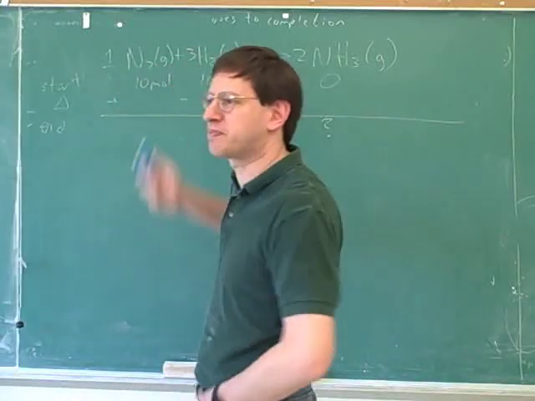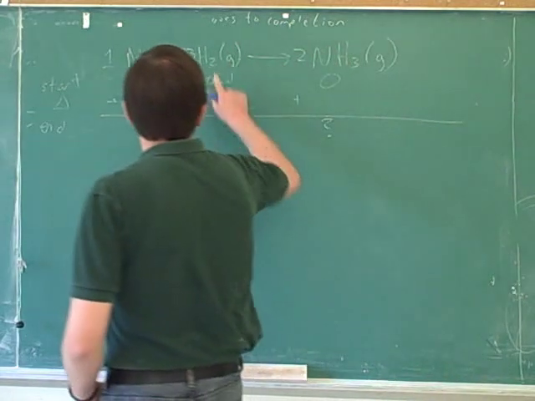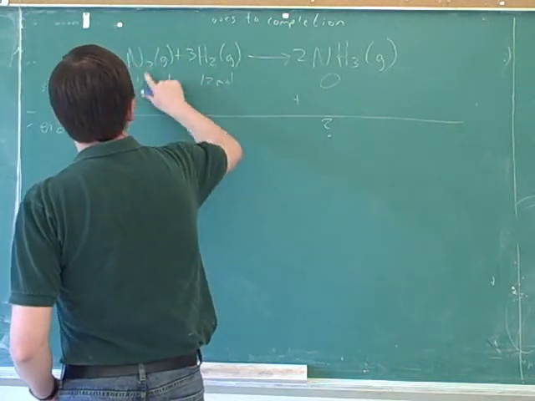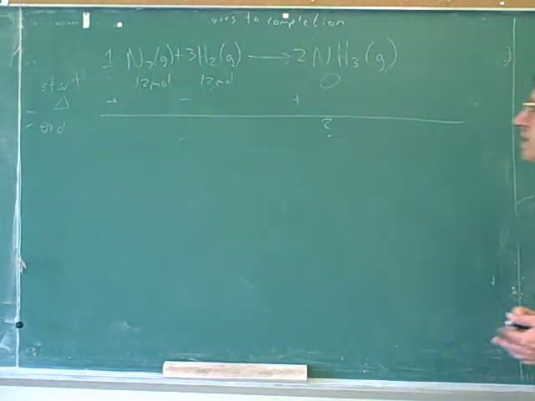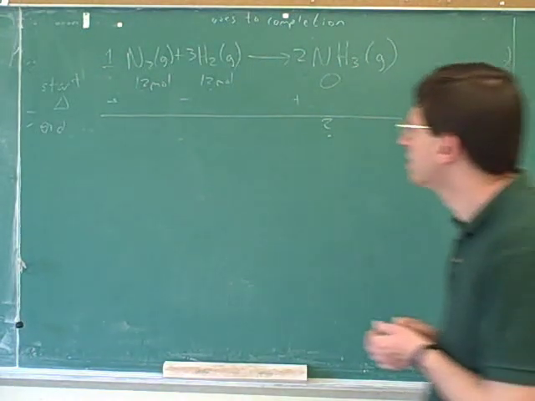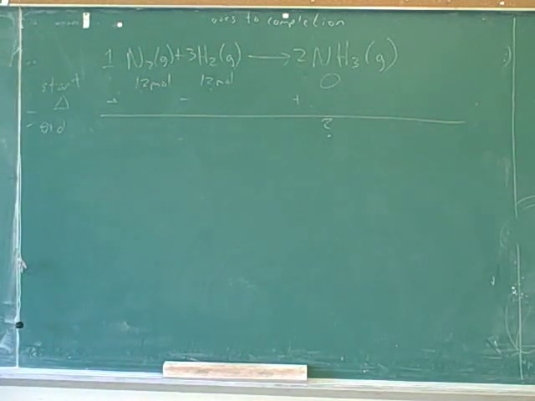So let's go back to this problem and try working this out. Let's call these 12 moles and 12 moles. And the question is, how much ammonia can we produce if we start with 12 moles of each starting material?